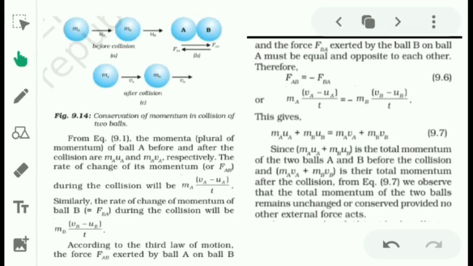That means object A exerts a force on B, that is the action. Then object B exerts a force on A, that is the reaction. We already discussed Newton's third law: for every action there is an equal and opposite reaction. Here we will see how much the action force is and how much the reaction force is. Then we will equate both using Newton's third law and see the relation.